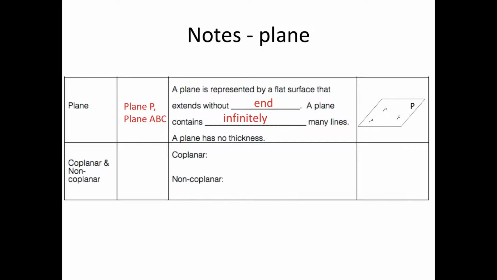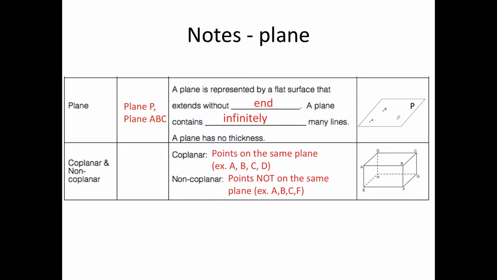All right, then when we did line, we talked about collinear and non-collinear, and so for plane, we're talking about coplanar or non-coplanar. Okay, coplanar just means points that are on the same plane. So for example here, points A, B, C, and D are the top of that prism there, and so those are all in that same plane right there.